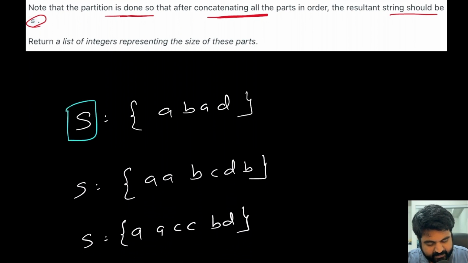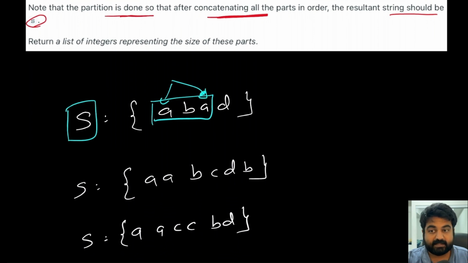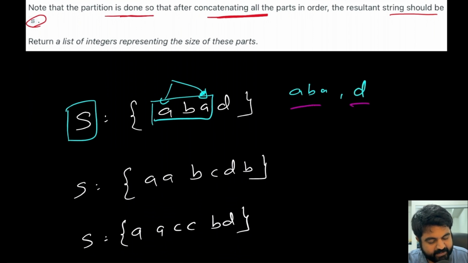Let's say that we are given a scenario like this. Now we want to create the maximum number of partitions where every single character only appears in just one partition. So in this case, we can create a partition with this a b a, because remember a appears over here and a appears over here, so they both have to be in the same partition. And then we can create one more partition called d, and notice that if we combine this a b a d, then we would get the resulting string s.